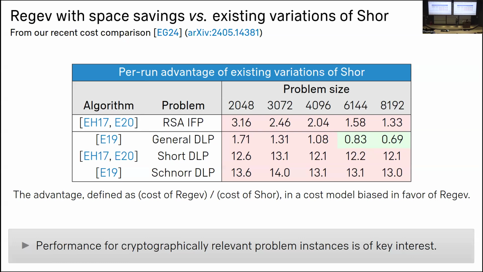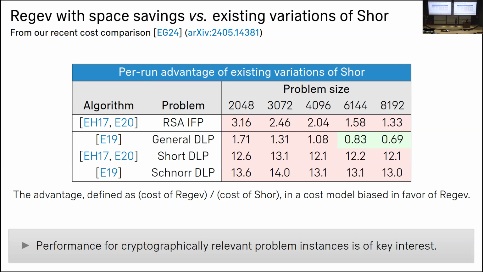This is, however, not of that great cryptographic importance, because for cryptographic implications, one typically considers some special form versions of the discrete logarithm problem. And for these special form versions of the discrete logarithm problem, there are specific optimizations of Shor's algorithm, which are not applicable to our extension of Regev's algorithm, and which makes our extension of Regev's algorithm quite uncompetitive.